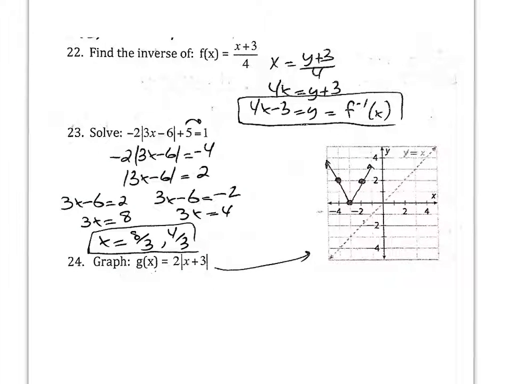20. Then we start the review stuff. Inverse, remember, you take the x and y and switch them. That's what I did right there. Then you got to get the y by itself. So I multiplied both sides by 4. Then I move the 3 over. Don't forget this notation right here, very important. F negative 1 of x.